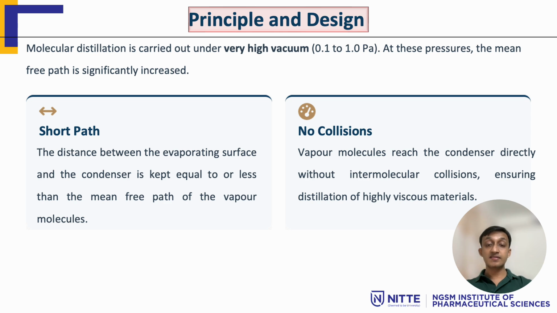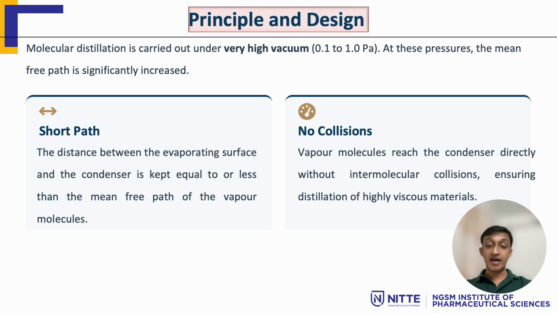To understand molecular distillation in depth, we must first understand the concept of mean free path. The mean free path is defined as the average distance a molecule travels in the vapor phase before colliding with another molecule. Under normal atmospheric conditions, the molecules are densely packed. Collisions are very frequent. The mean free path is extremely short. As a result, vapor molecules cannot travel far without interacting with other molecules, which leads to energy loss, random motion, and reduced efficiency in direct transport.